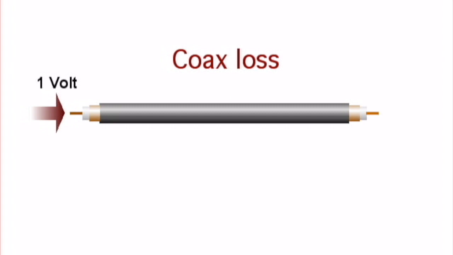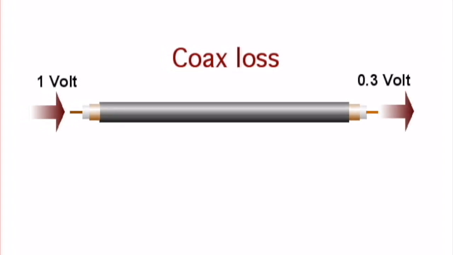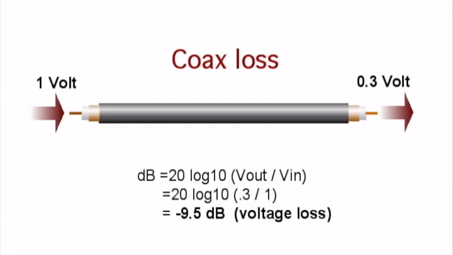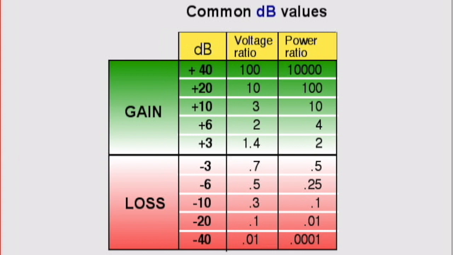Likewise, if we know the signal into a length of coax cable is 1 volt and the output at the other end is 0.3 volts, we know the coax has a loss at the frequency of the signal of minus 9.5 dB. By convention, the minus sign means a loss. This is a table of common signal level dB gains and losses. Notice that increments of 20 dB voltage gain or loss is equivalent to powers of 10 increase or decrease. Plus 20 dB is equal to a 10 times increase. Plus 40 is equal to 100 times, and so on.